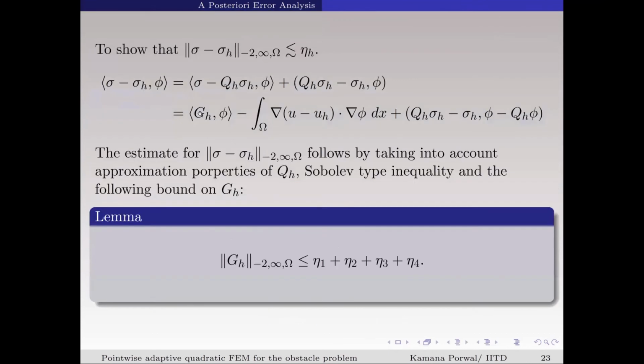To obtain the reliability estimate for the error in the Lagrange multipliers, if we consider this term, we simply add QH sigma H, because the residual functional is defined using the QH sigma H, and then we use the definition of the GH to obtain this. Then we can conclude this reliability estimate by simply using the approximation properties of the QH and Sobolev inequality and this estimate for the residual functional.